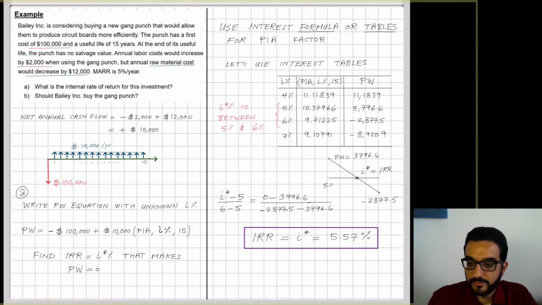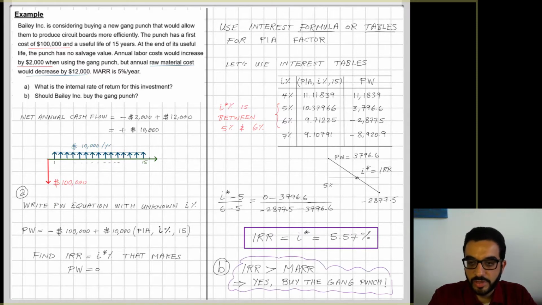So this means that for part B, should this company buy this equipment? And the answer is yes, because their MARR is 5%, and this one is actually giving them 0.57% more. So that's a wise decision to buy this machine.